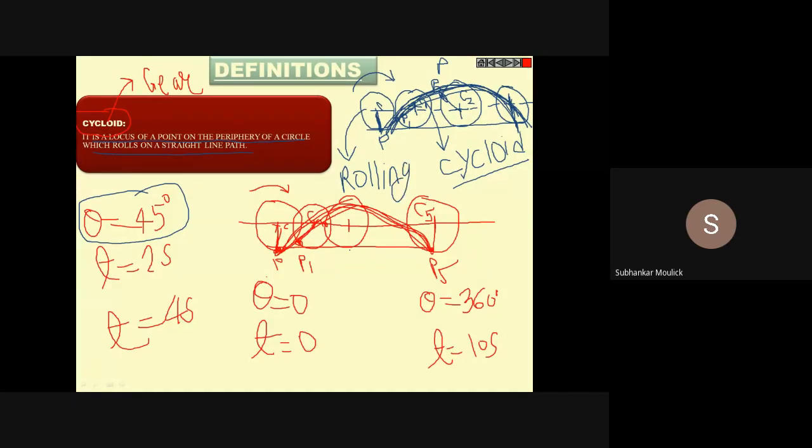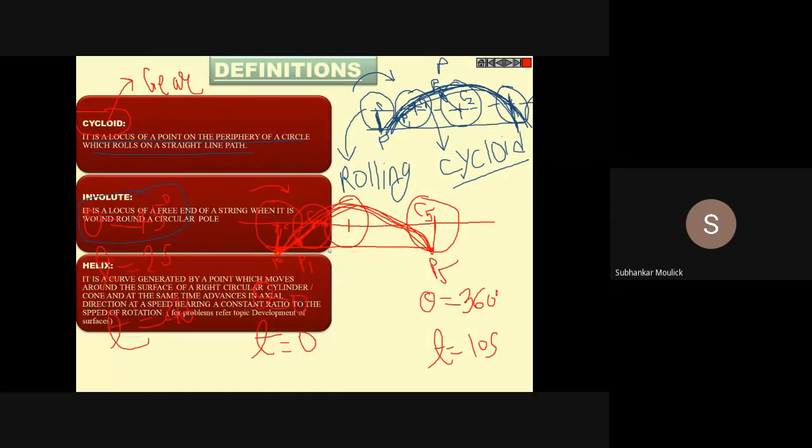Again, for the next 360-degree revolution of the circle, you will get one more cycloid. That means one more tooth. Is it okay? Yes, sir. Let us take an example and see how the cycloidal teeth are generated.